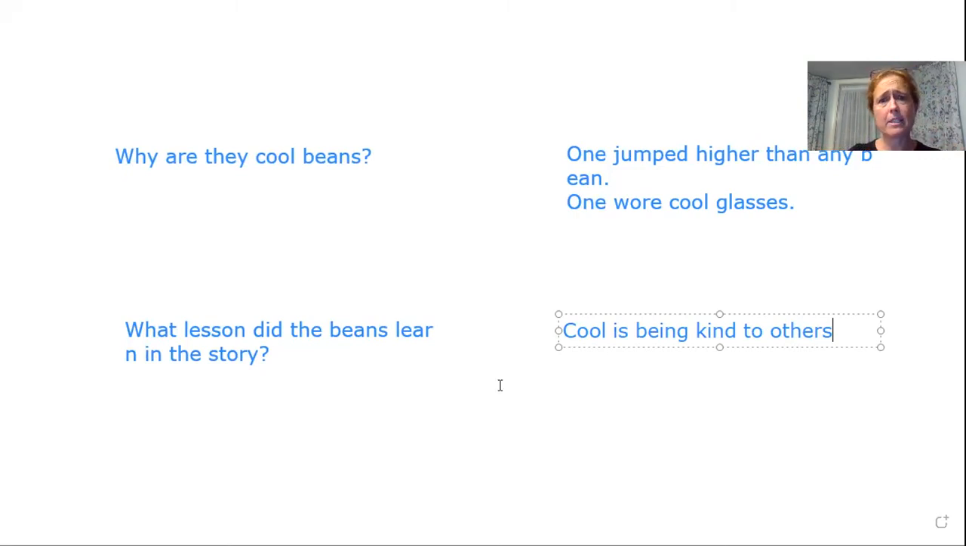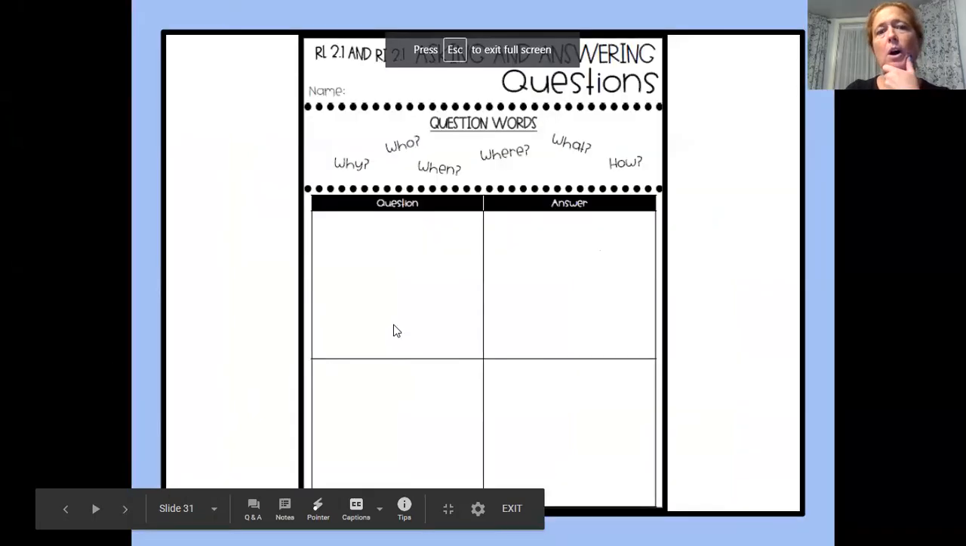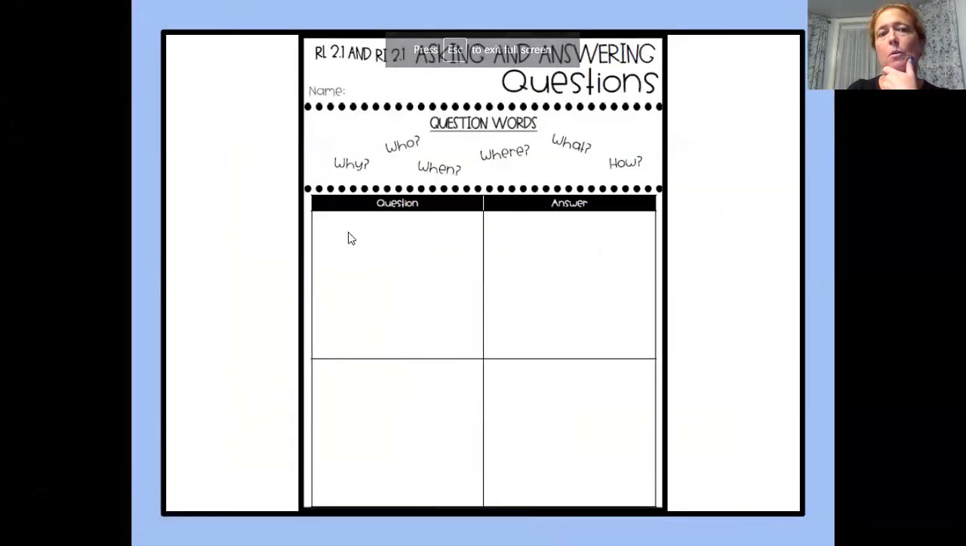Okay, so let me take us back to the slideshow. All right, so for some reason it's not letting me go. Here we are. Okay, so our questions were, what made the beans cool? And we talked about how one of the beans can jump higher than all other beans, and that's what they felt like made him cool.